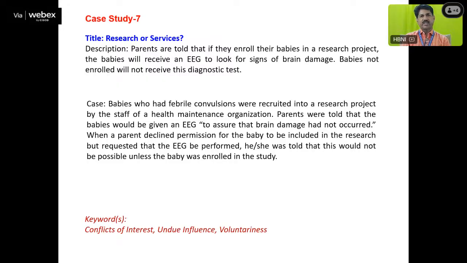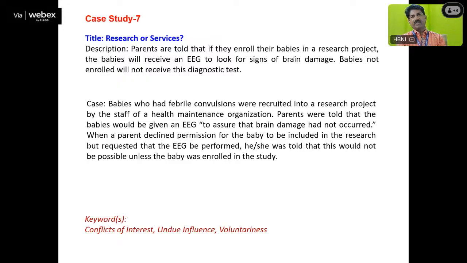So here, definitely there is a violation of ethical conduct, because in the previous class we discussed that whenever we are using humans for our research studies, we have to take consent. We have to take the consent of the particular research subjects. Here the babies are the research subjects, so we have to take the consent of their parents. But here, the parents have been forced to enroll their babies in the research project, because otherwise they will not be given the test.